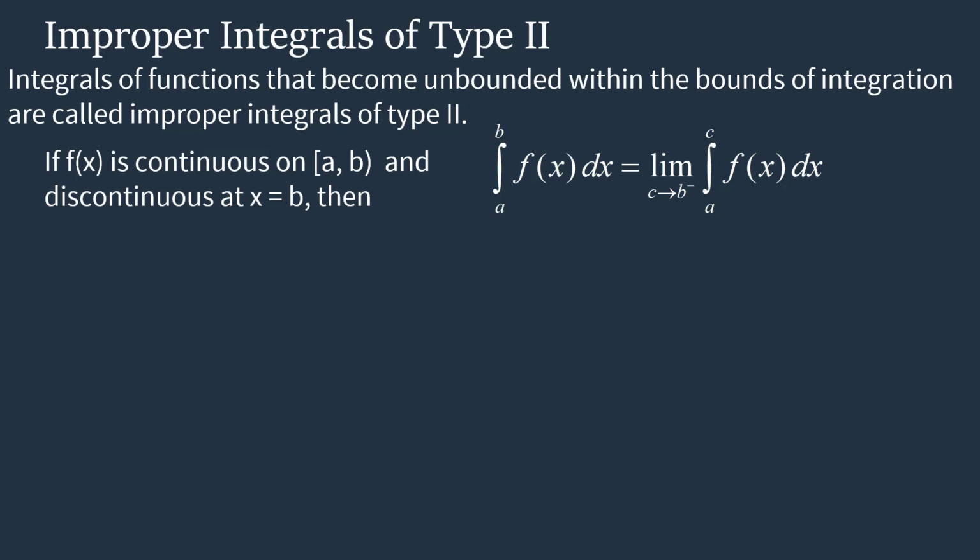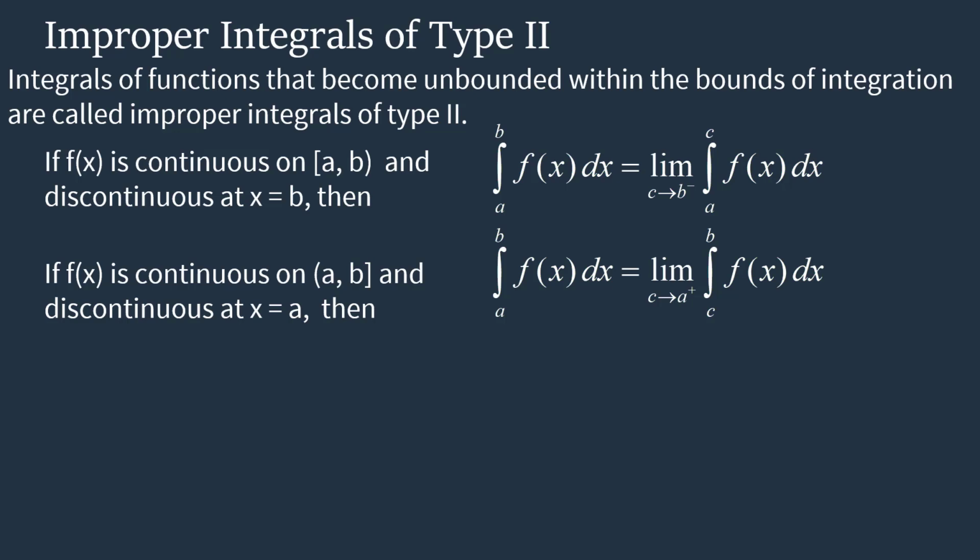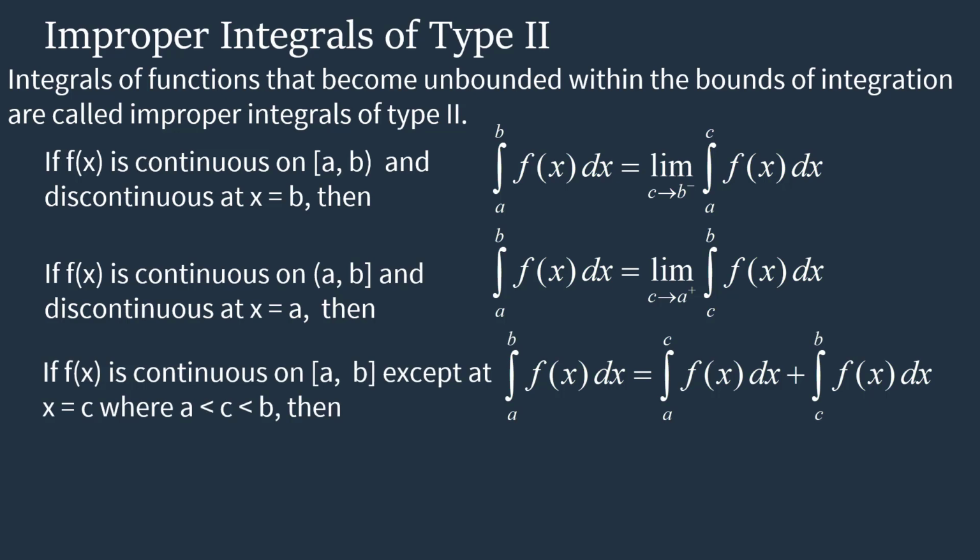You get a similar definition if the function is continuous from a to b. It's continuous at b from the right, but discontinuous at a. Then the improper integral from a to b of f of x dx is defined in terms of a limit. Notice that c is now the lower bound of integration, and c approaches a from the right. It's important to be from the right because c is between a and b, and therefore c is more than a at all times.